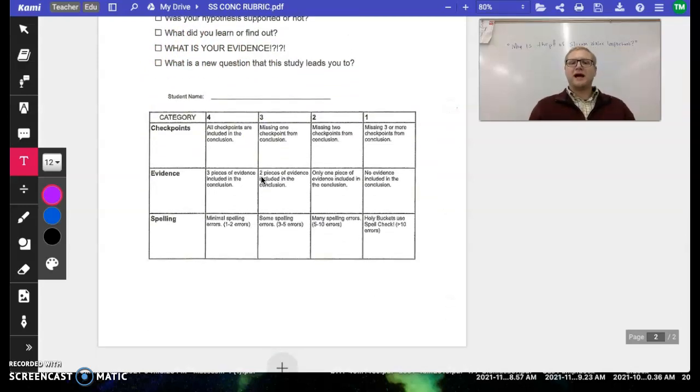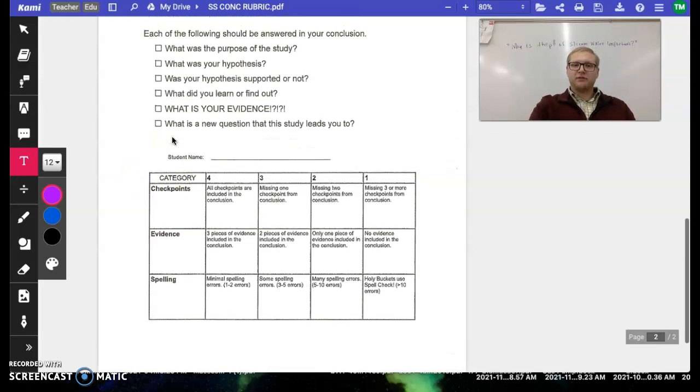Finally, at the bottom, we have our rubric. The rubric is exactly how I'm going to grade you. One category is the checkpoints, which are right up here. Checkpoints are important. So you'll get full points if all the checkpoints are included in the conclusion. Okay, 4 out of 4 on the scale. If you miss one checkpoint, you get a 3 out of 4. That will knock you down almost 10% just by missing one checkpoint. If you miss 2 checkpoints, you miss half the points on this. And if you miss 3 or more, you get 1 point. Okay, so make sure you're hitting these checkpoints.